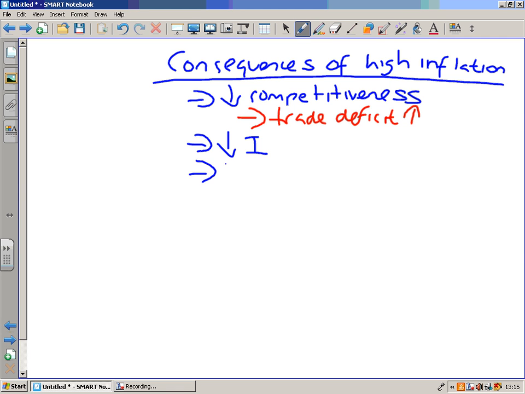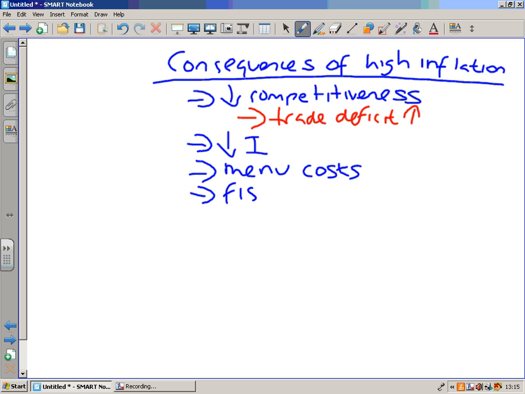Let's think about another one. Menu costs. When prices are constantly changing, this becomes very expensive for businesses. Constantly having to reprint different menus, so it hits retailers very difficultly. That is an extra cost the business has to incur.